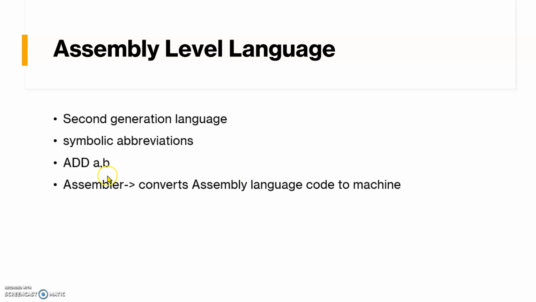Now what is the use of this assembler? The assembler will convert this assembly language code into the machine understandable code. So assembly code will have these mnemonics. Got it? So whatever problem we have faced with the machine level language can be solved with the assembly level language.